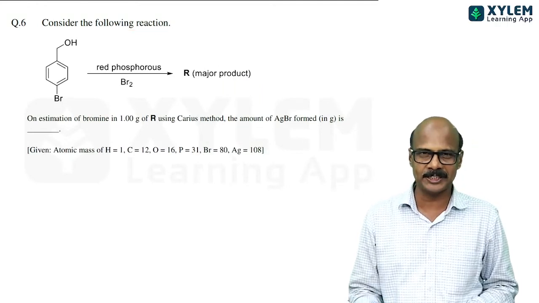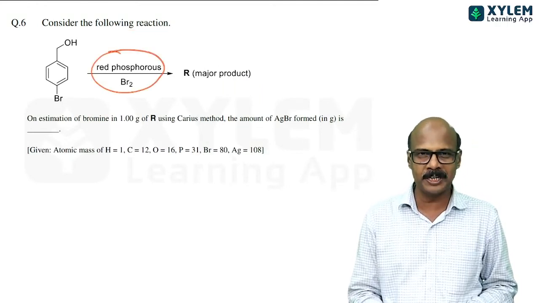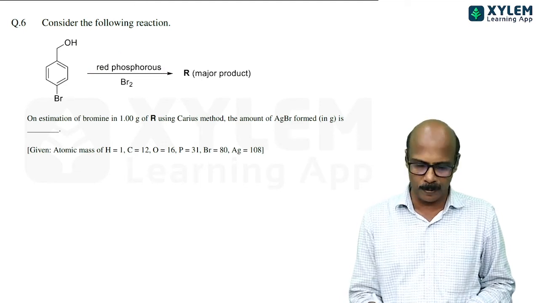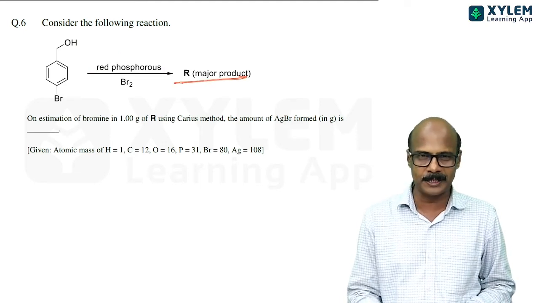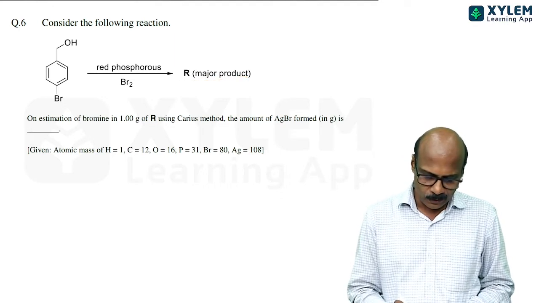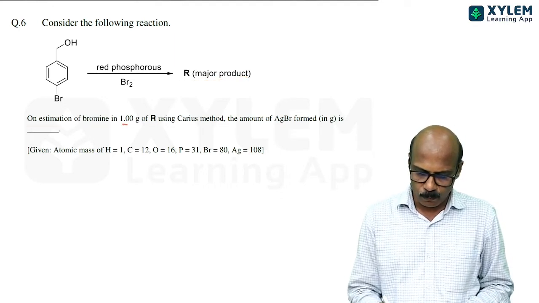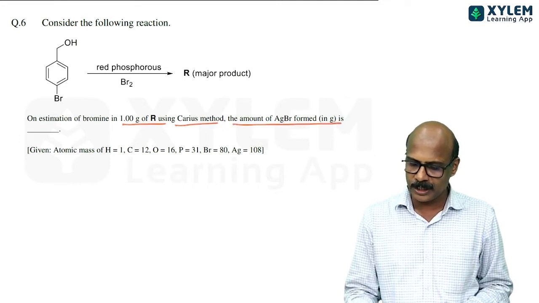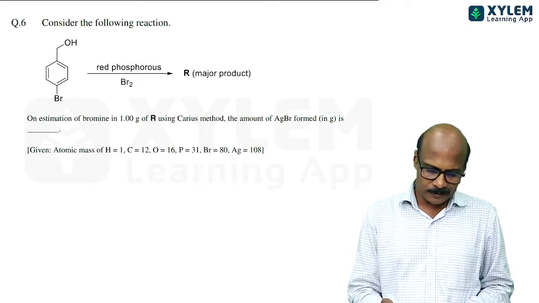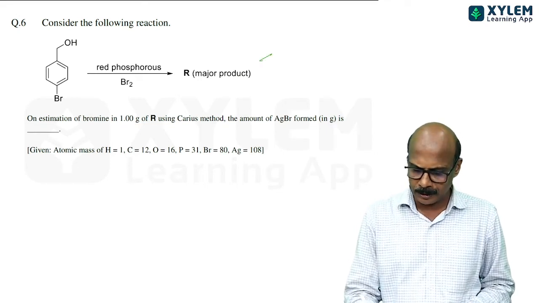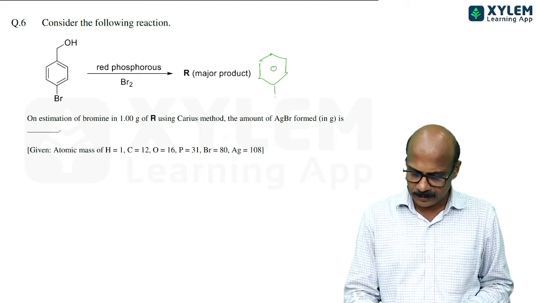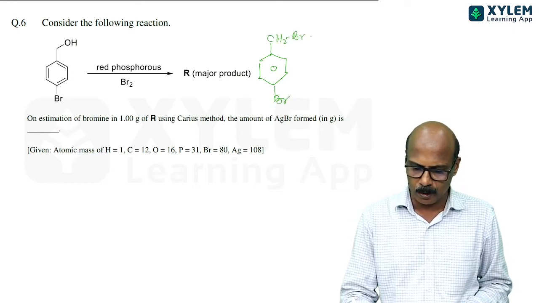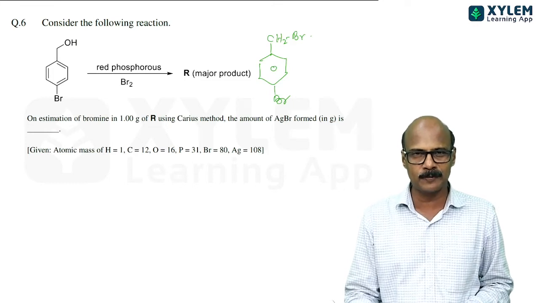Consider the following reaction. You know the role of PBr3 or phosphorus and bromine, that will substitute the OH group with bromine. So all of you know what will be the major product here. They say on estimation of bromine in 1 gram R using Carius method, the amount of AgBr produced is. So what does the product R indicate? You know bromine is already here and the OH group is substituted with bromine. What about the molar mass of this compound?